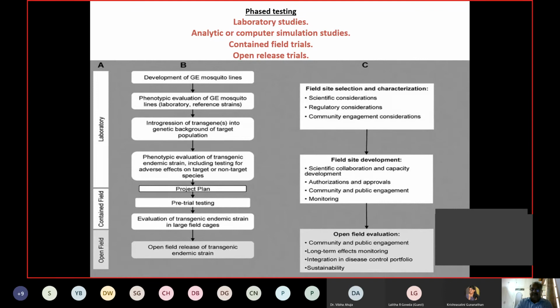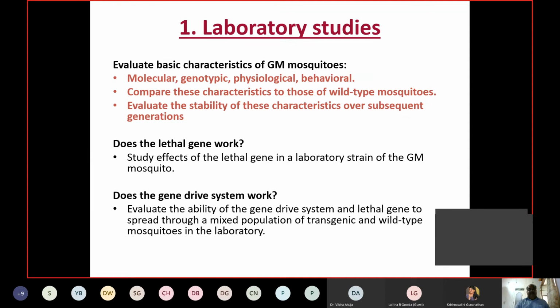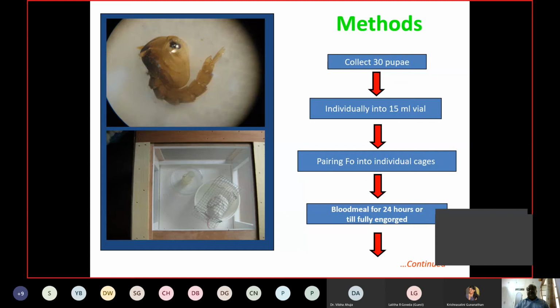So then, I'll go to this. We will do laboratory experiments of different kinds, and how the laboratory experiments are practically done.